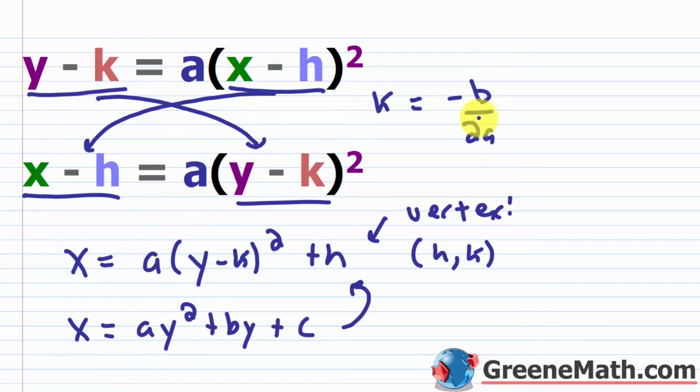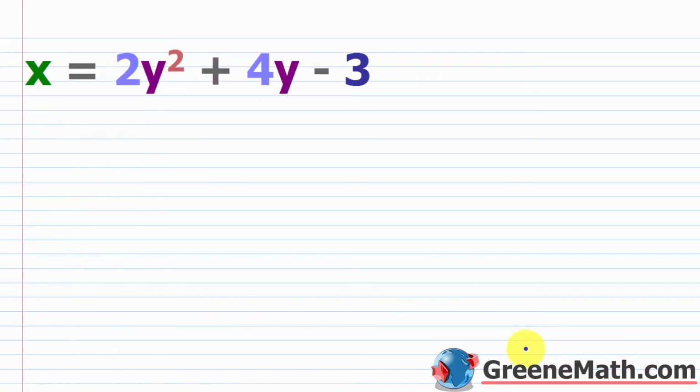Now let's go ahead and just look at an example. This isn't too tough. So we have x equals 2y squared plus 4y minus 3. I want to start by putting this in the format of x equals a times the quantity y minus k squared plus h. Again, you can complete the square if you want. If you prefer that, that's fine. For myself, I like the quick method.